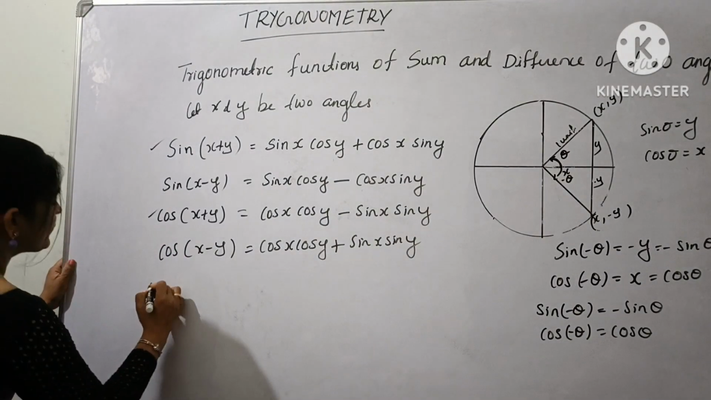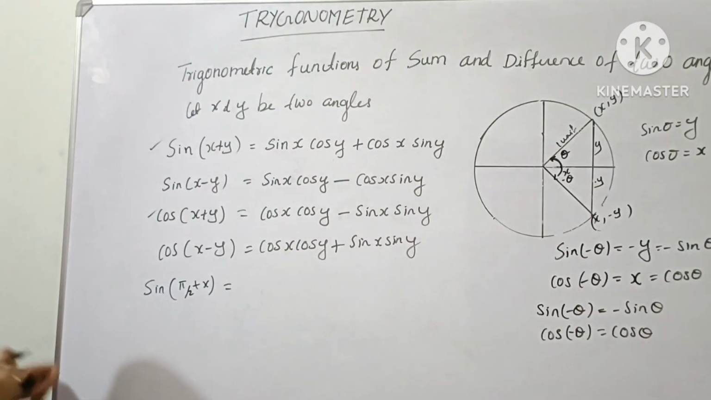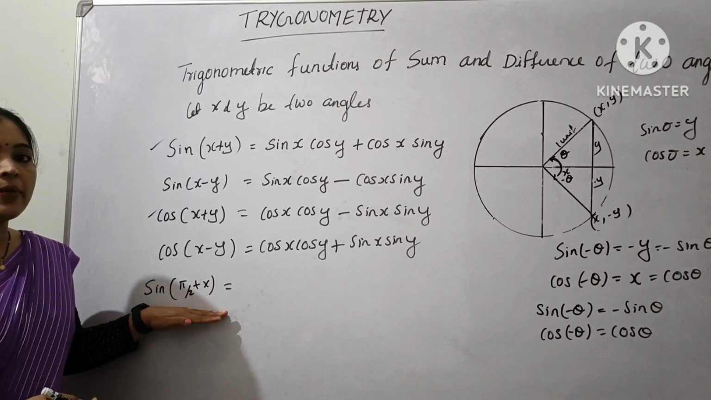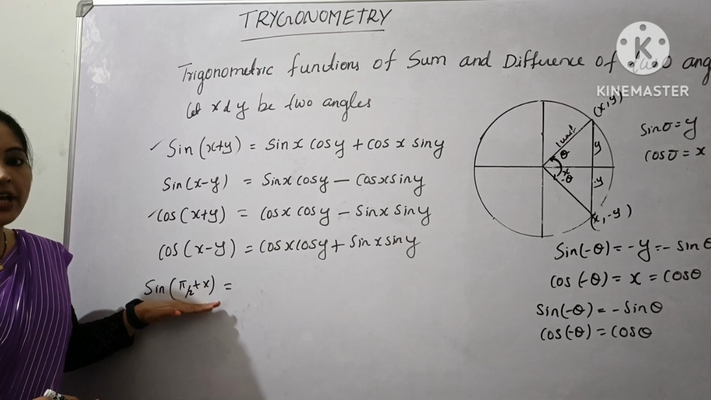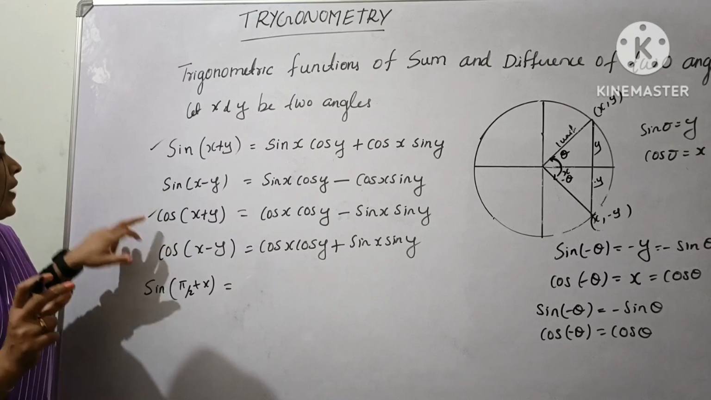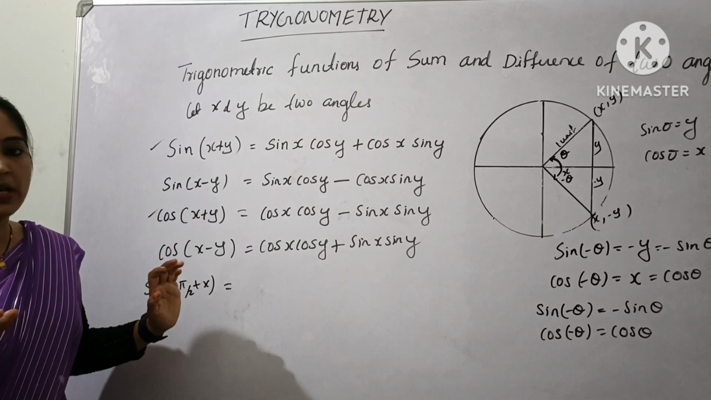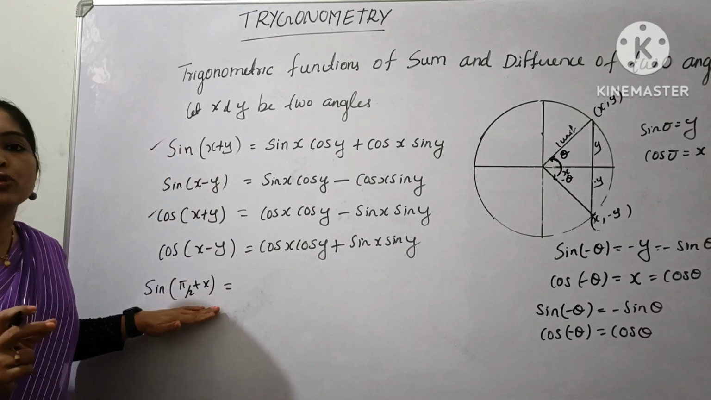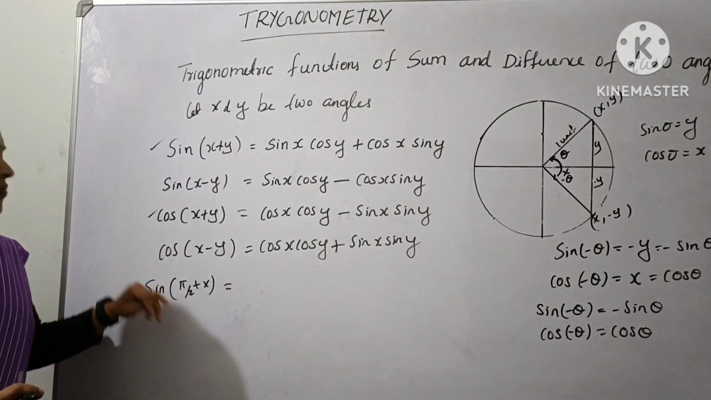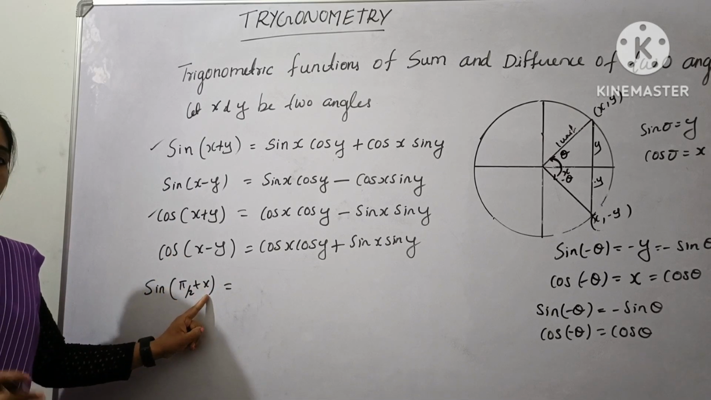Now let us find sine of pi by 2 plus x. Here, no need to memorize this formula, because we can find this one using these formulas. So we only need to study these two formulas: sine of x plus y and cos of x plus y. If you know these, you will be able to find this. Here it is in the form of sine of x plus y, with pi by 2 in place of x, and x in place of y.